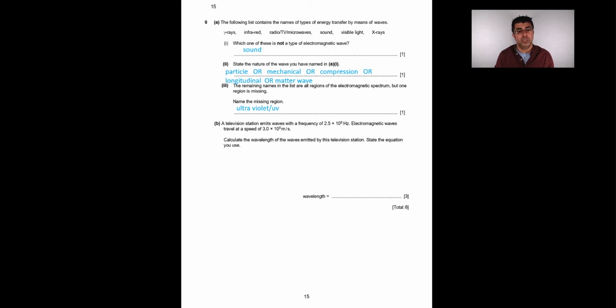State the equation you use. V equals f lambda, or in this case lambda equals v over f. Plug in the numbers, 3 times 10 to the 8 divided by 2.5 times 10 to the 8, and you get lambda equals 1.2 meters.